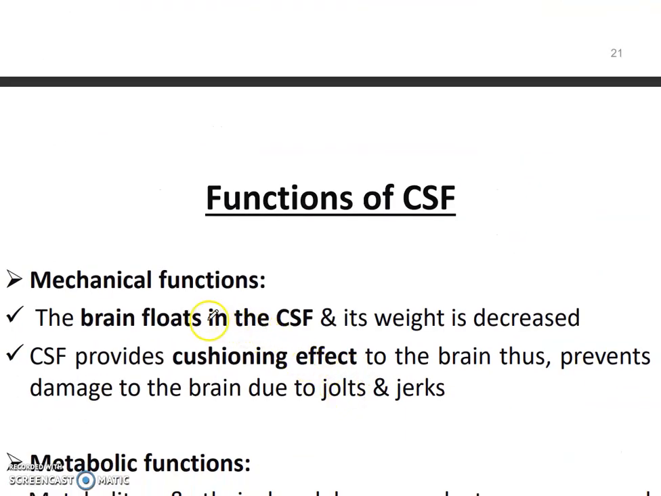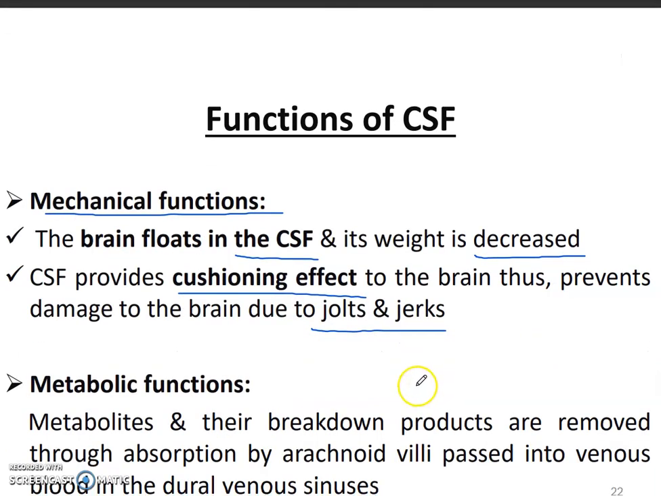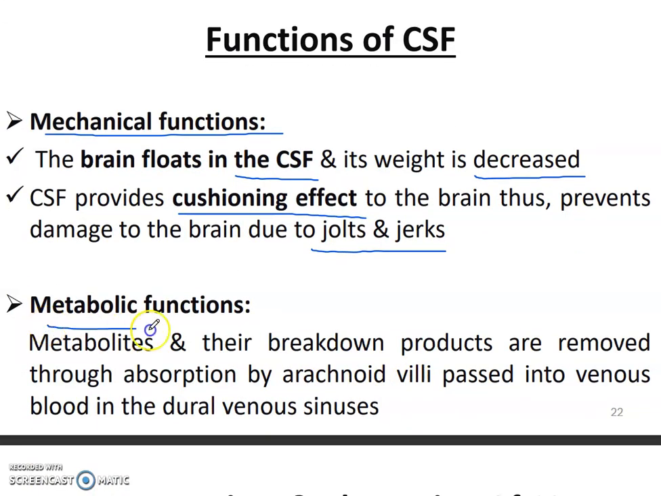Its functions are the mechanical functions. The brain floats in the CSF and its weight is decreased. The CSF provides a cushioning effect to the brain, thus preventing damage to the brain due to jolts and jerks. Its metabolic functions: the metabolites and their breakdown products are removed through absorption by the arachnoid villi, that is passed into the venous blood in the dural venous sinuses.